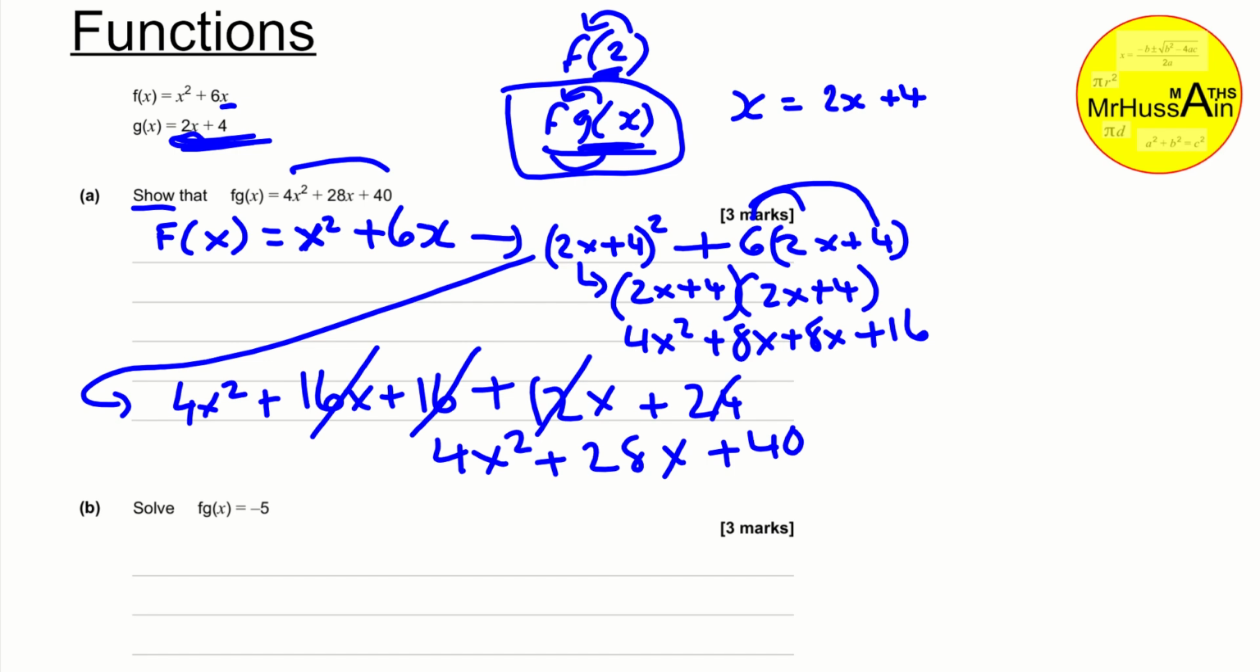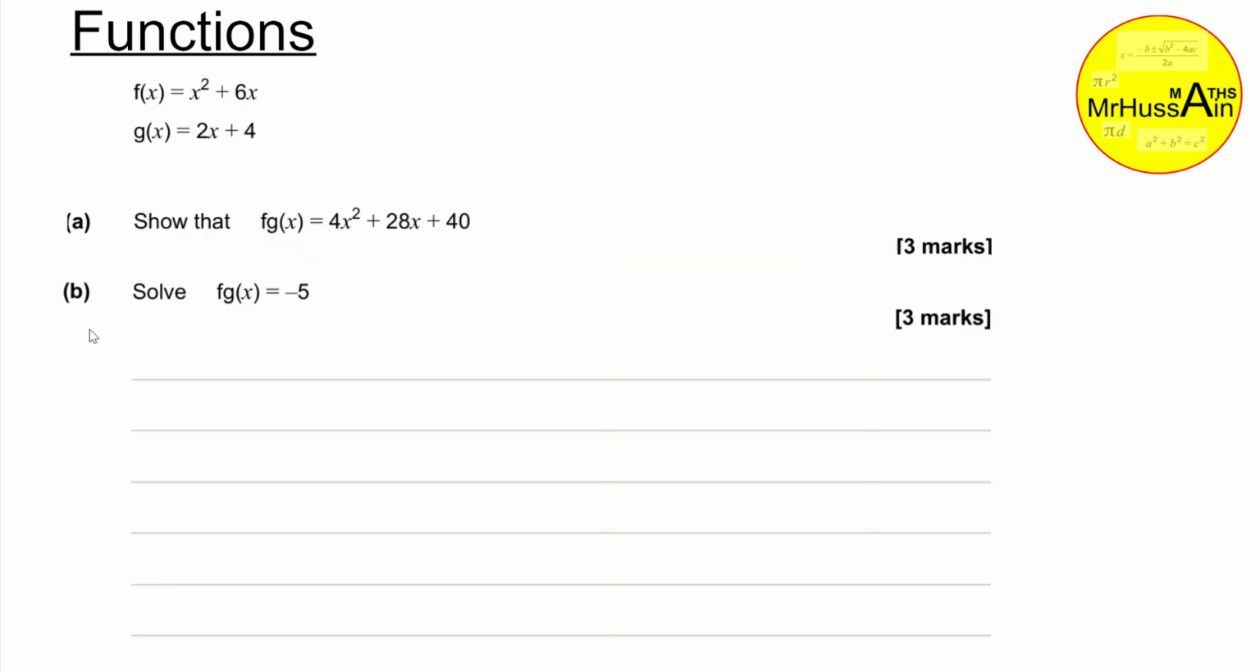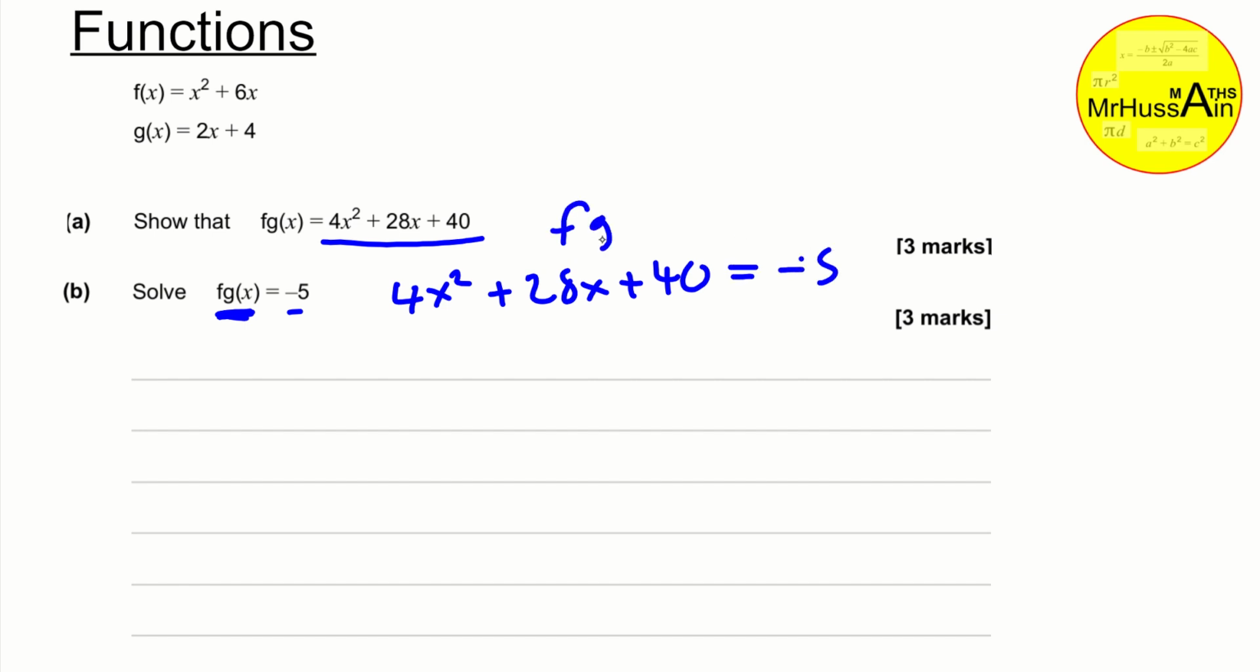Now the next part is asking you to solve. So let's go to a new workspace. The thing is, you can get A wrong but get B right. They're asking you to make this equal to -5. They're asking you to solve this equals to -5. So this was your fg of x, and they're asking for you to replace that.